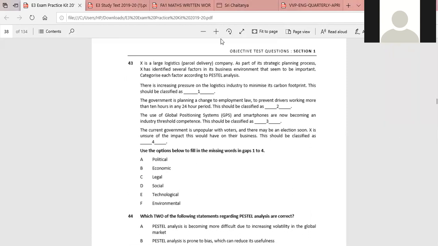43. X is a large logistics parcel delivery company. As part of its strategic planning process, X has identified several factors in its business environment that seem to be important. Categorize each factor according to PESTLE analysis.